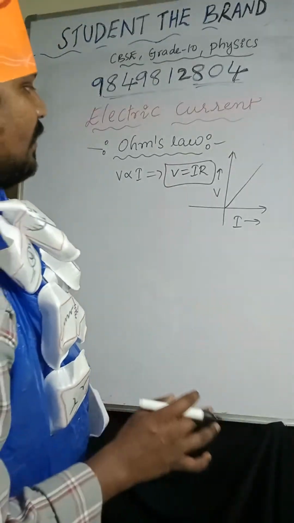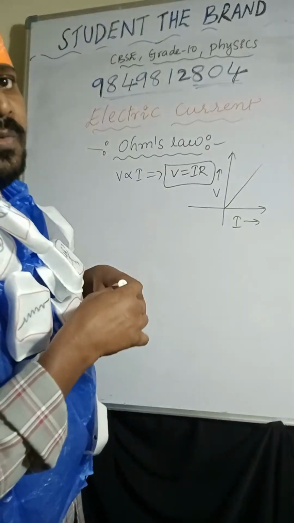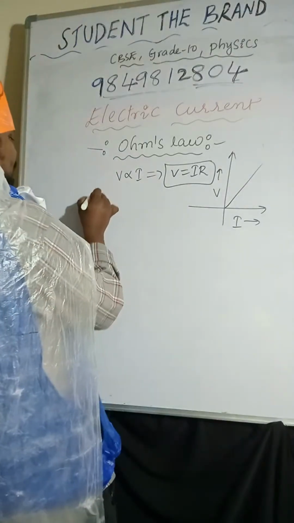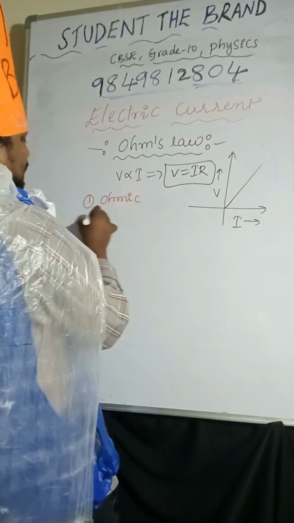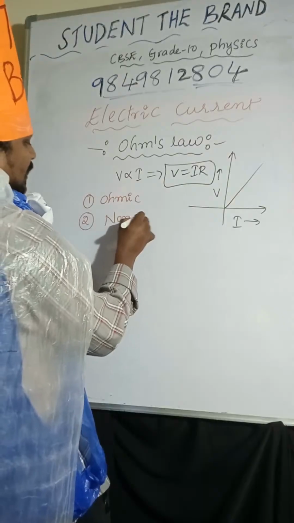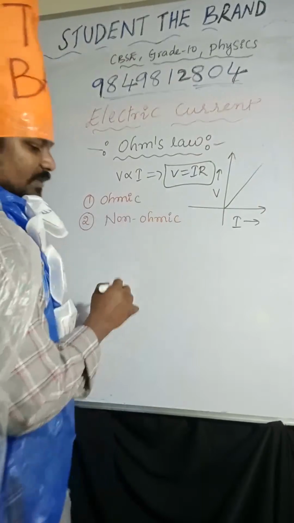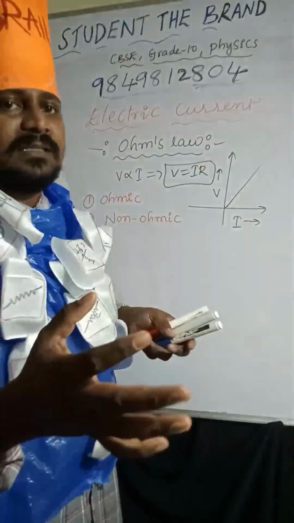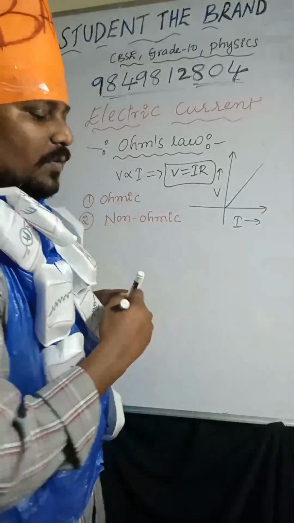The graph is linear, right? So that is for ohmic conductors. The substances which obey Ohm's law are called ohmic conductors. The substances which do not obey Ohm's law are called non-ohmic conductors.